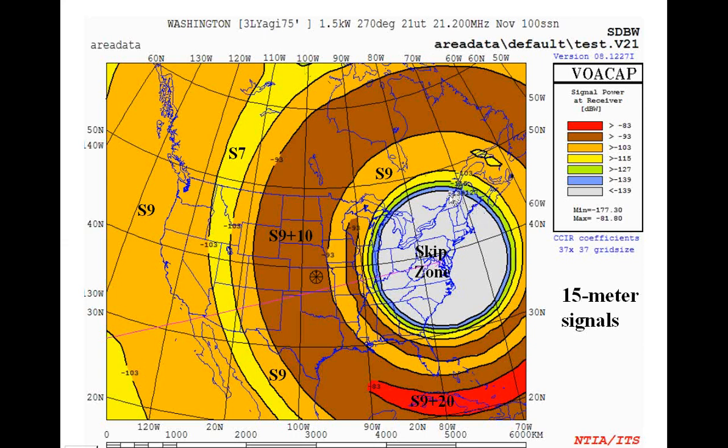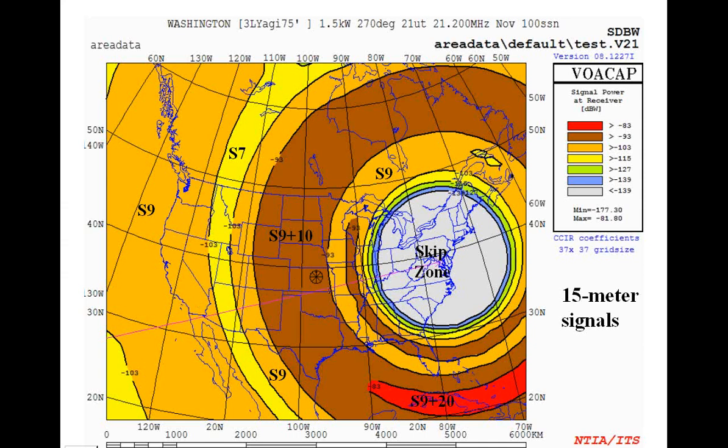The first thing that strikes you about this area coverage map is this large skip zone where you don't have any signals coming in on 15 meters. So from Washington, D.C. to all of New England to all of the Midwest, you're pretty much in a skip zone. But boy, you've got nice signals out into California and the western part of the Midwest.